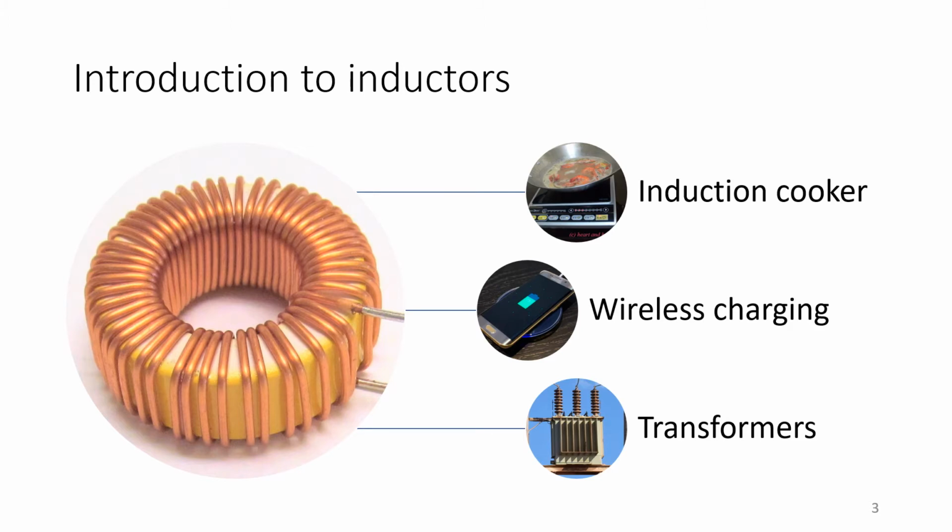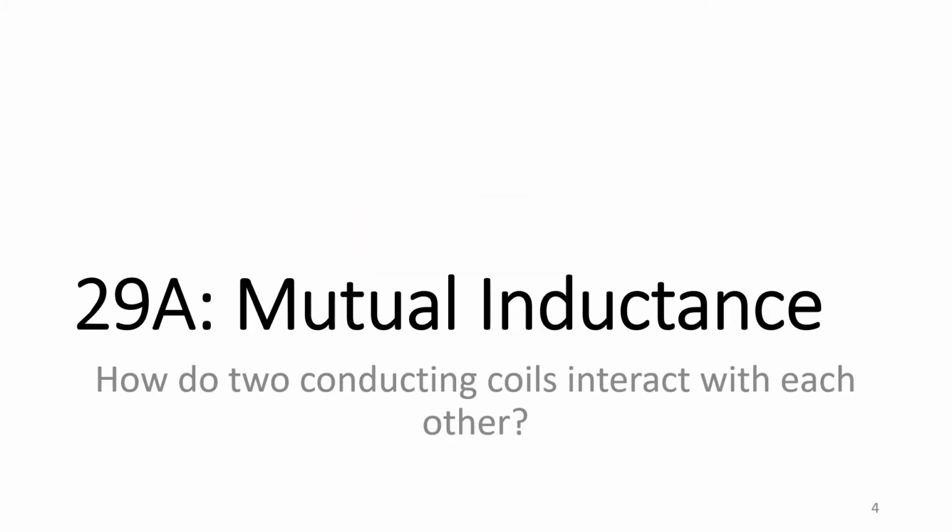Okay, so we'll see how coiling conductors open the possibilities to bending electricity and magnetism for our benefit. The first part of this lecture introduces the concept of inductance, from how two conducting coils interact with each other, especially when there are time-varying currents applied.